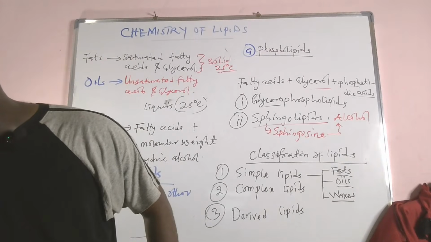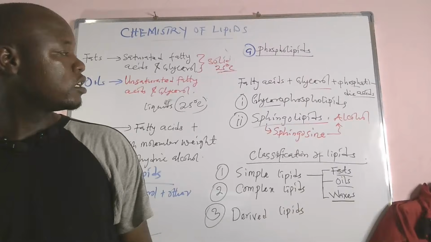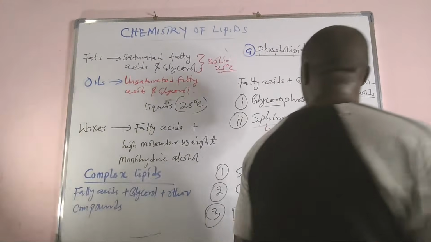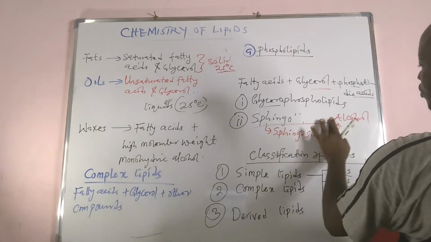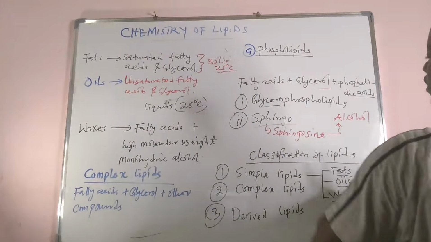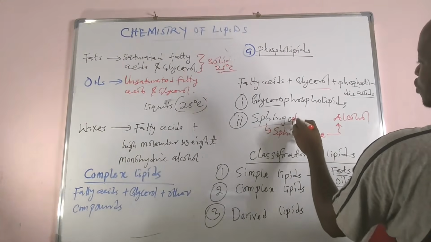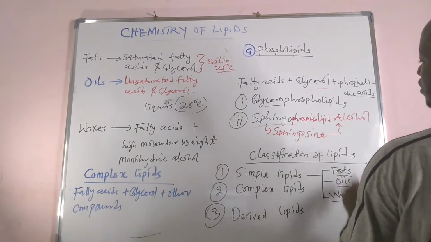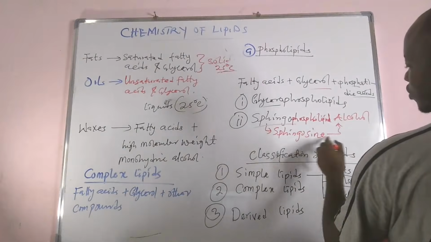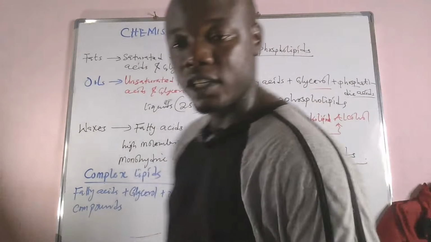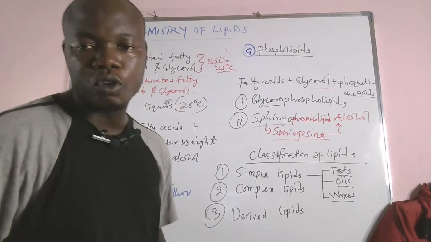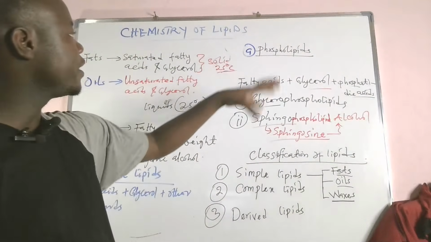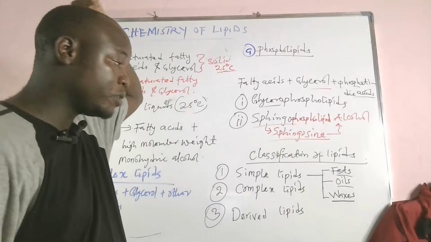You can call it sphingophospholipids or sphingolipids. So let's leave it as sphingophospholipid, because we are talking about the different types of phospholipids. Sphingophospholipid contains sphingosine. Yes, excellent, Modesta. So these are the different types of phospholipids.